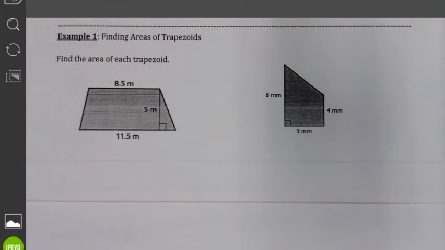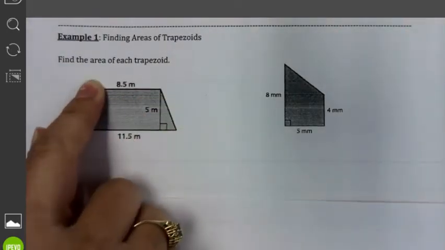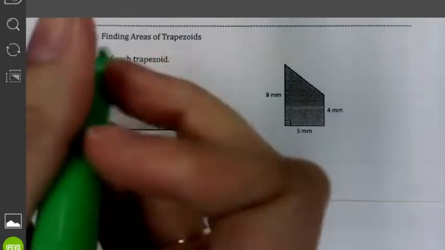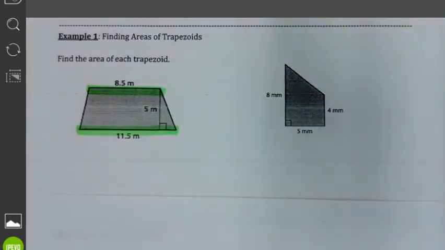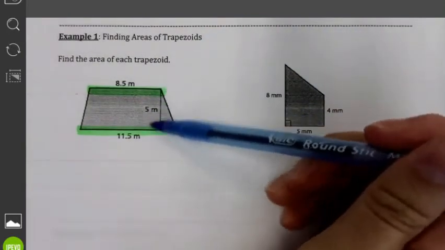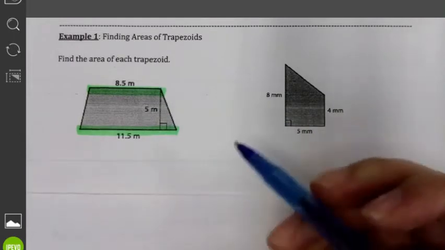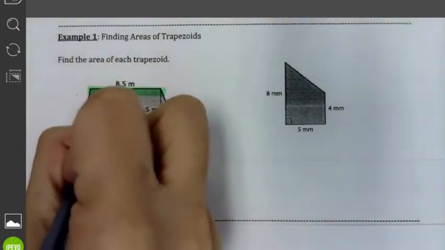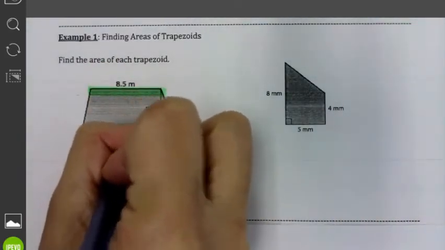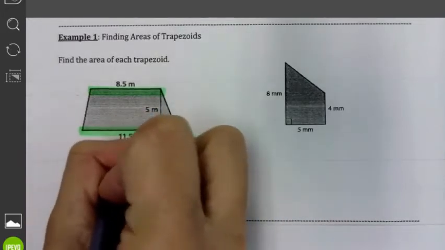So here we have example 1. We're going to find the area of each trapezoid. Now I know this is a trapezoid because I see 1, 2, 3, 4 outer edges, and this pair of opposite sides is parallel to each other. Again, this line that's drawn here is not breaking the shape apart into two separate shapes. It's giving you an important measurement. So just like before, we want to make sure we are showing all of the steps. So we write our formula first. Then we plug in what we know.